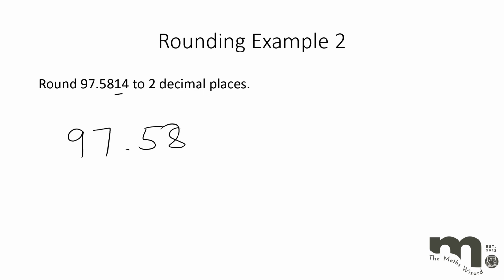This often comes up when you're dealing with money. Remember, money should always be 2 decimal places, particularly when you're dealing with pounds or dollars, things like that. So it's going to be 97.58 for this particular example. If we had a number that was 5 or above there for our third digit, we would go up to 97.59.